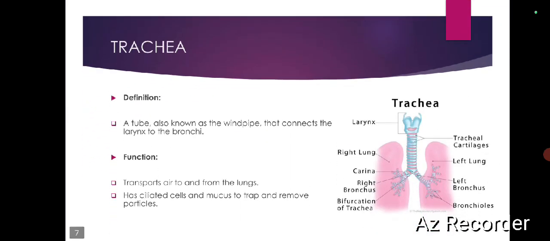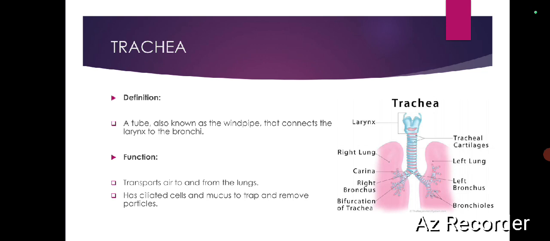The next one, trachea, which is an important part of the respiratory system. Here we can see the picture of the trachea. Okay. It's a tube, also known as the windpipe, that connects the larynx to the bronchi. Bronchi are branched structures. Here we can see the branched structures. So the bronchi and larynx are connected using the trachea.